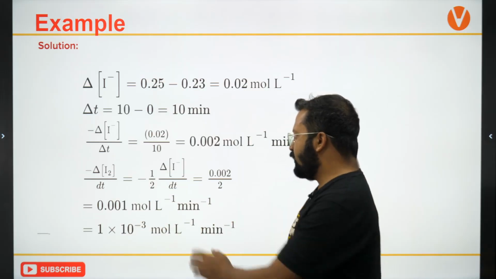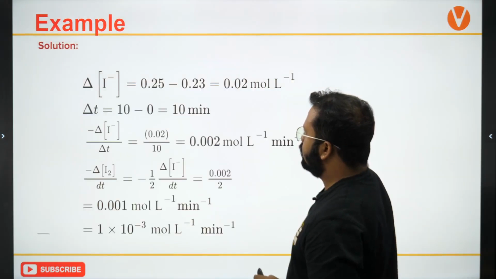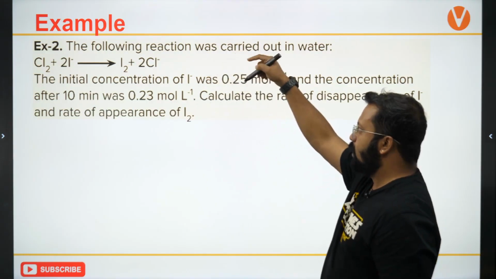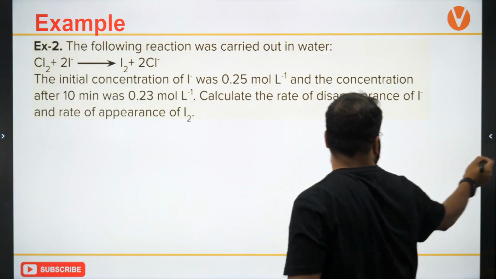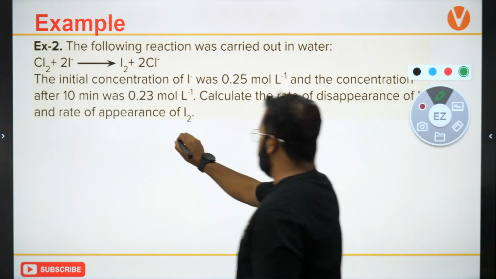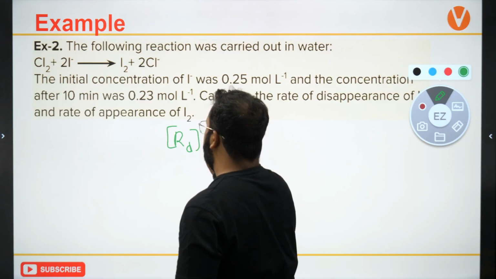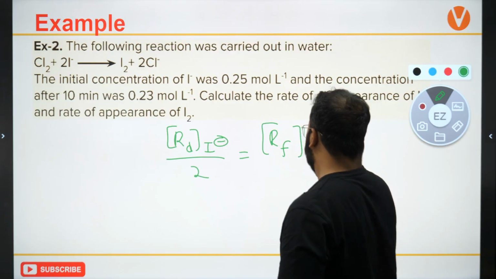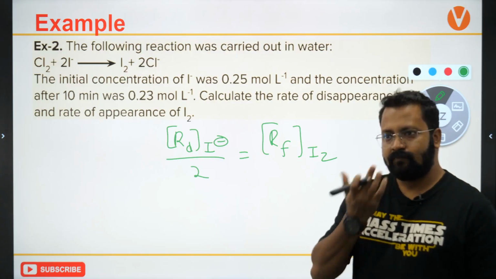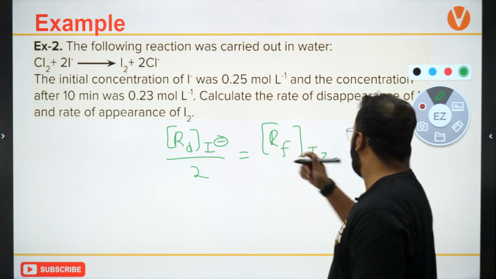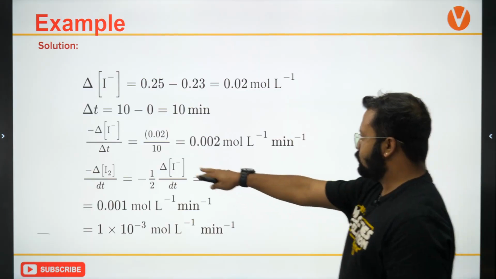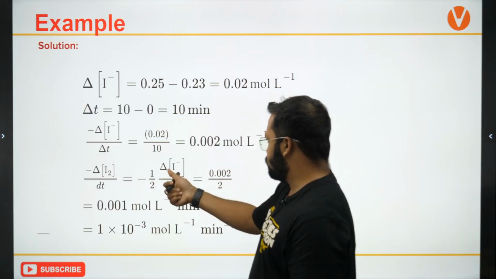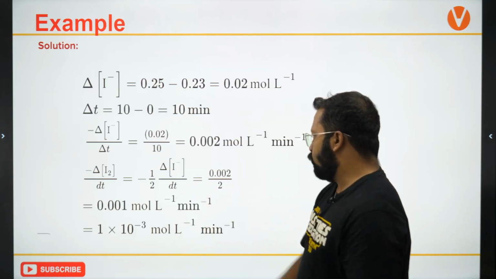For I2, it will be written as, what was the reaction? Sorry, the reaction was this. I2 and I minus are related as 1 by 2 I minus is equal to, it will be written like this. Rate of disappearance of I minus by 2 will be written as rate of formation of I2. ठीक है, exactly same चीज हमें वहां पे लगा देना है, आंसर ऐसे ही आ जाएगा. So I minus is obtained over here, I2 by 2. So this is the answer, 0.02 to 0.001 moles per liter per minute.